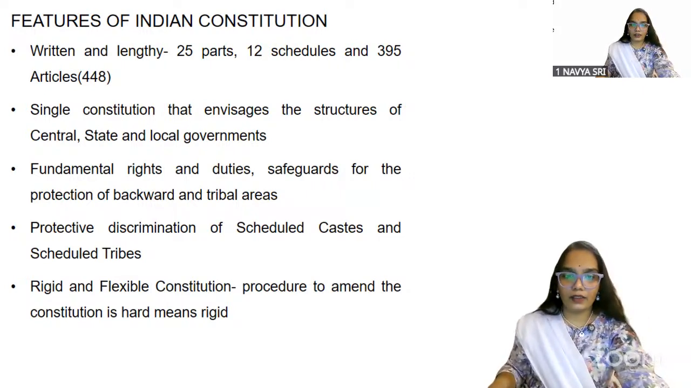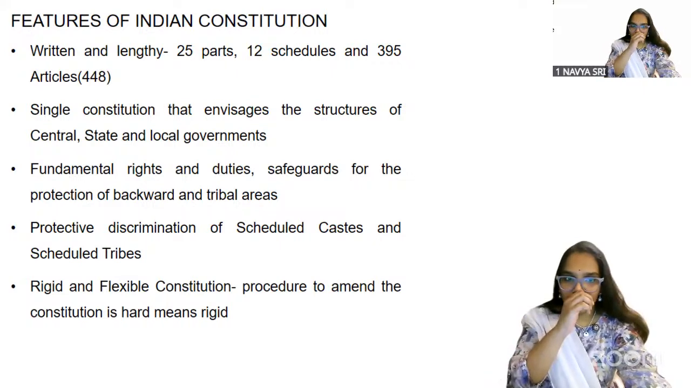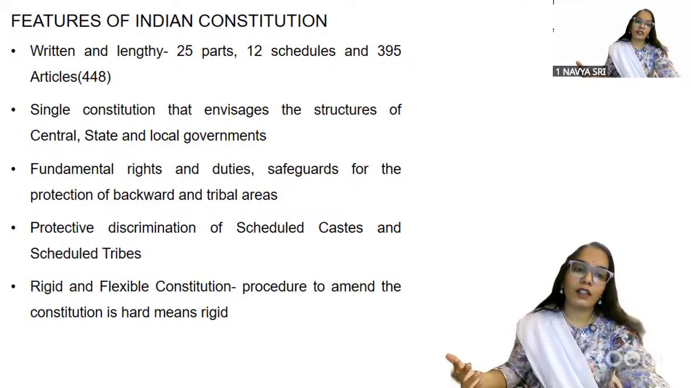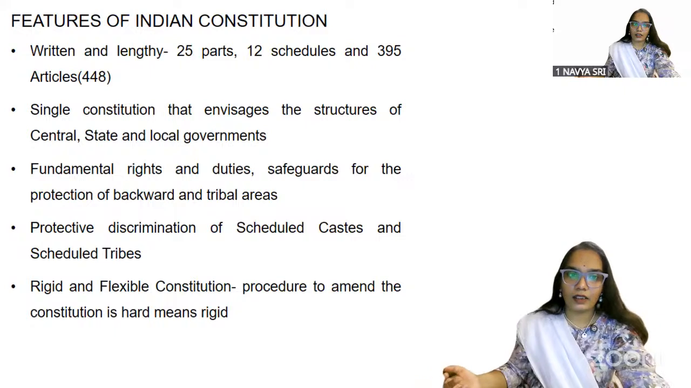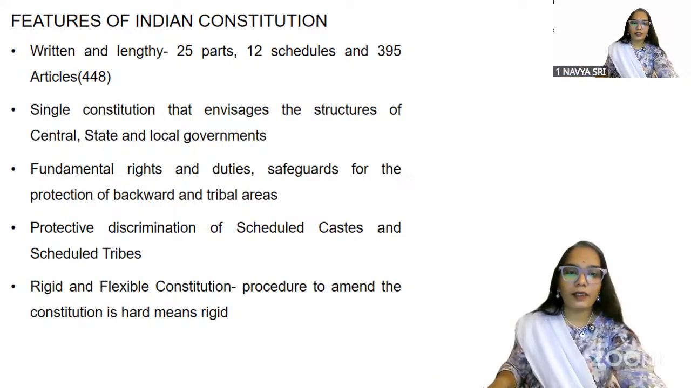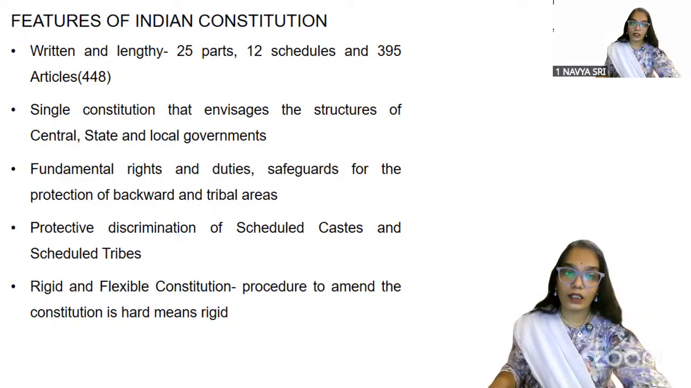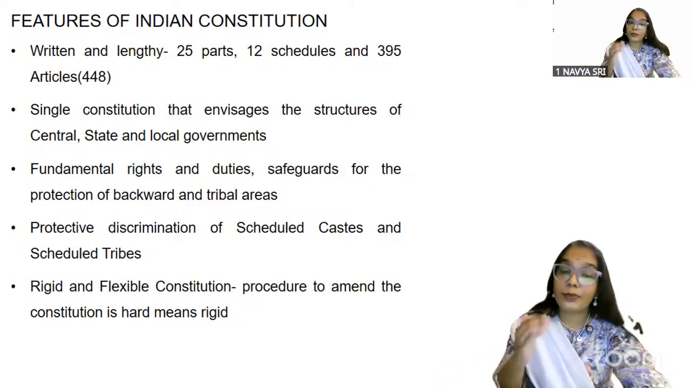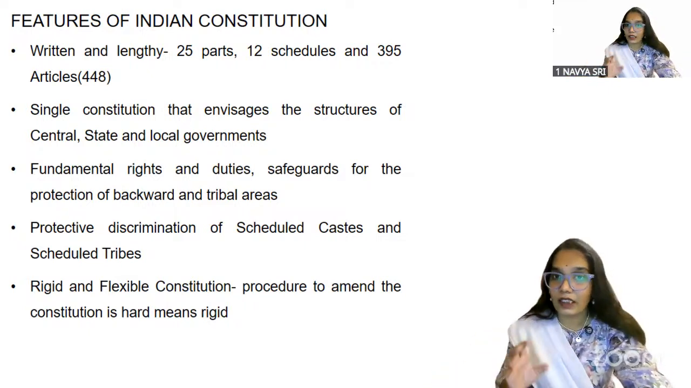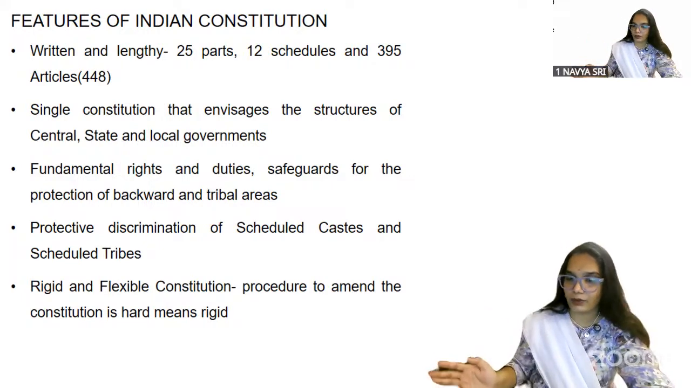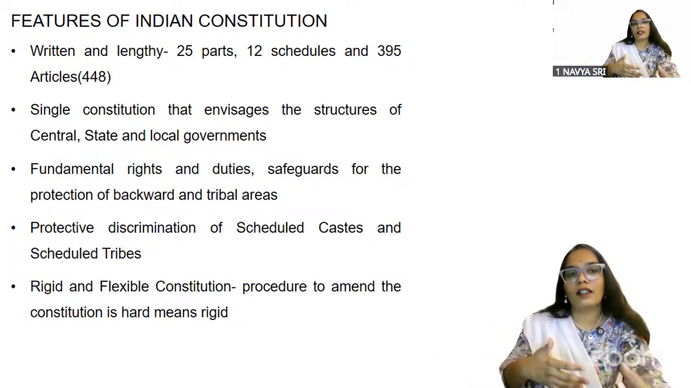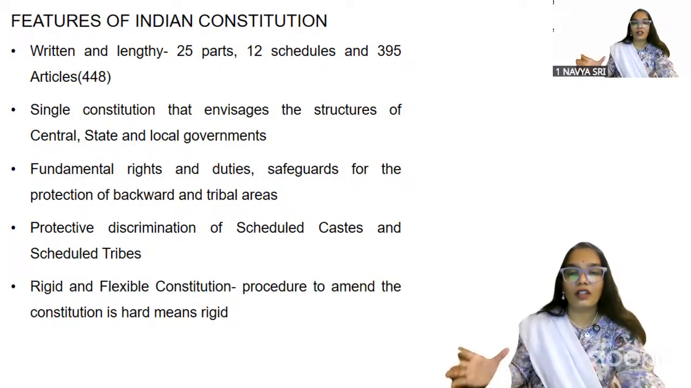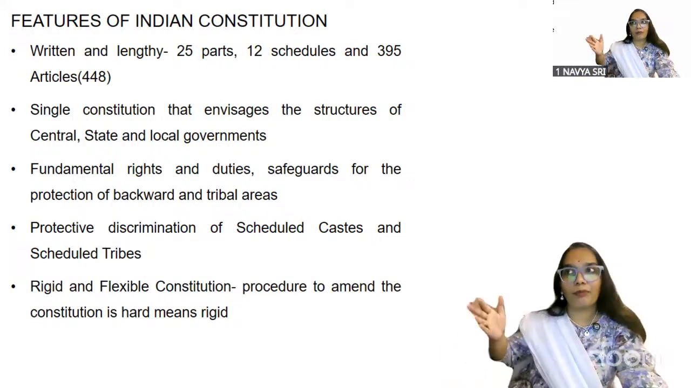drop in the text. Now, the fundamental single constitution envisages the structures of the central and state governments, and fundamental rights and duties. It also has safeguards for the protection of backward and tribal areas, and protective discrimination of scheduled castes and scheduled tribes. We will be reading about this protective discrimination in the fundamental rights chapter. Here we'll understand the basic features of the Indian constitution, which will help you understand the upcoming chapters.